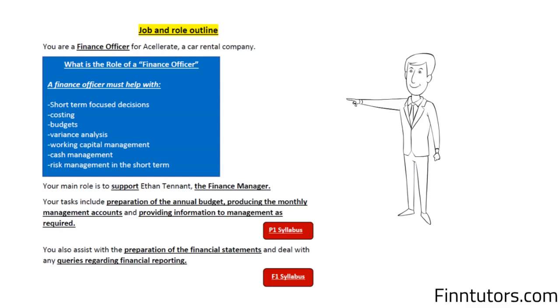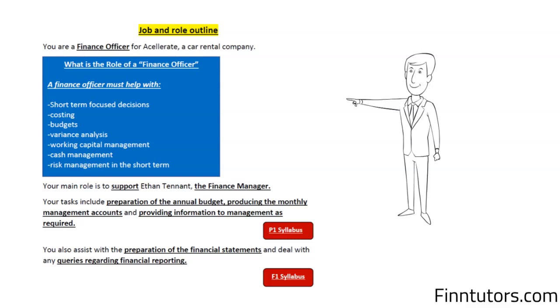And all of these jobs, if you look at them, coincide with your E1, P1, and F1 syllabus. So, just to point out, these are the major roles of a finance officer. Your main role is to support Ethan Tennant, the finance manager. So, you will be working with Ethan Tennant. He's your finance manager. You directly report to him.